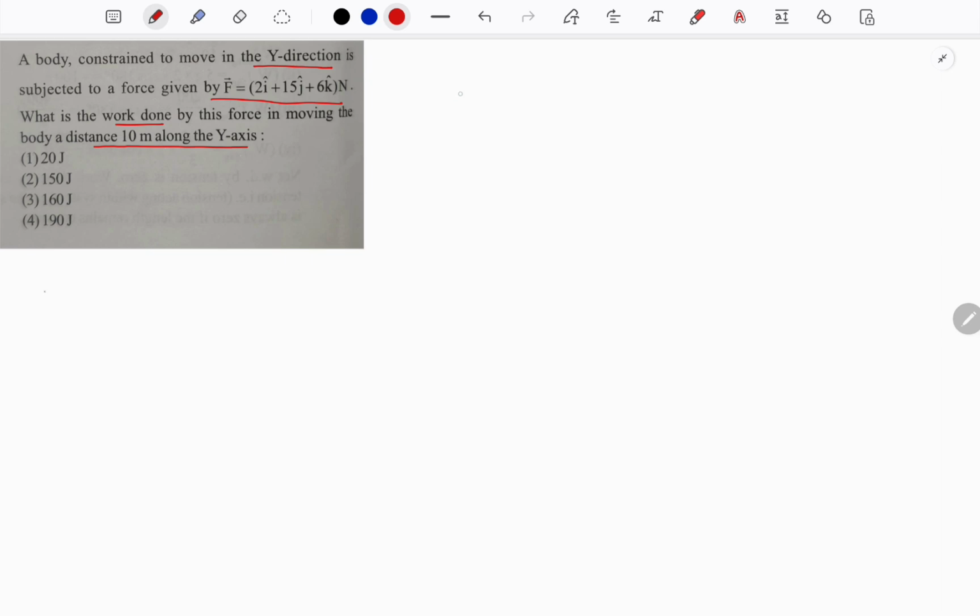So when they are saying that the distance moved is 10 meter along y-axis, it means that the displacement is 10 j cap, 10 meters displacement in y direction. So we are adding a unit vector of j cap. Now the force is a constant vector, so work done is Fs cos theta, which is nothing but the formula for the dot product, F bar dot S bar. So work done can be written as Fs cos theta or F bar dot S bar.